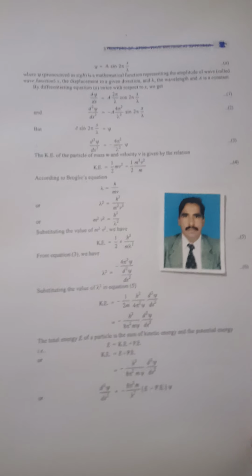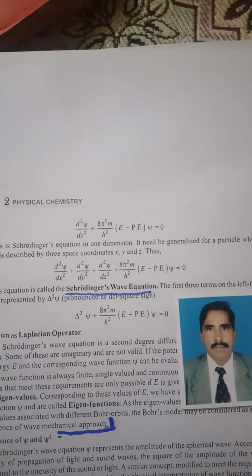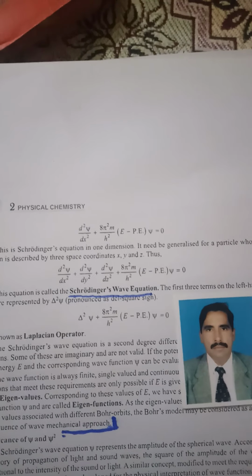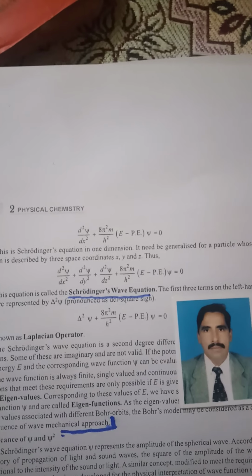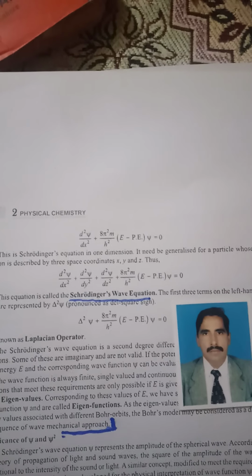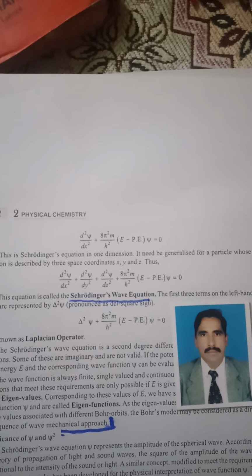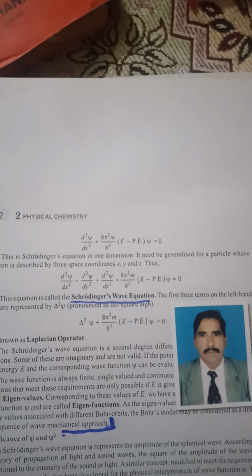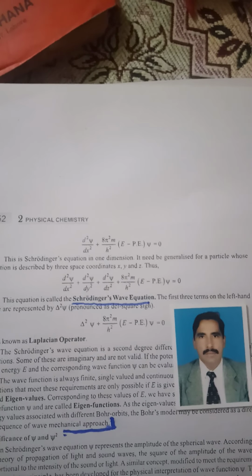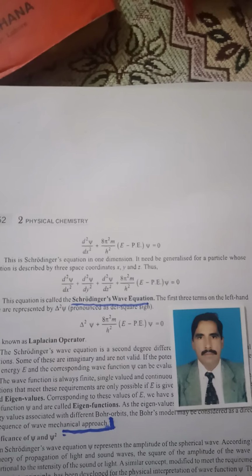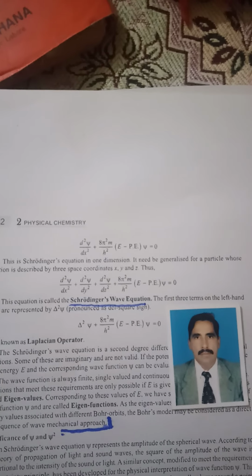Let us go to the next equation. Dear student, this equation rearranges again as d square psi over dx square plus 8 pi square m over h square, parenthesis start, E minus potential energy, parenthesis closed, multiplied by psi is equal to 0. This is the Schrodinger equation in one dimension.